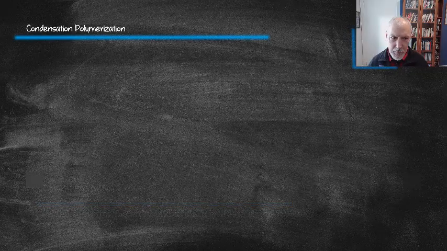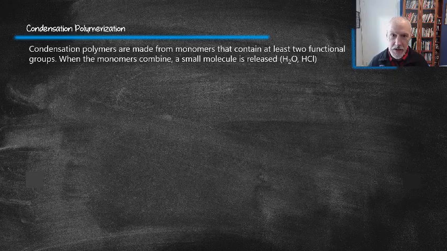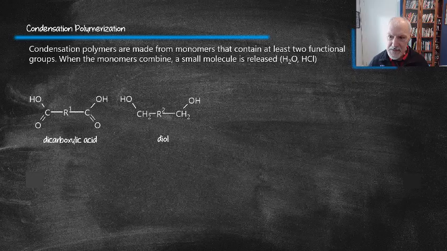In previous program, we examined how addition polymers were made. In this program, we'll examine a second method of building polymers. These are called condensation polymers, and they're made from monomers that contain at least two functional groups. So let's look at a couple of examples.